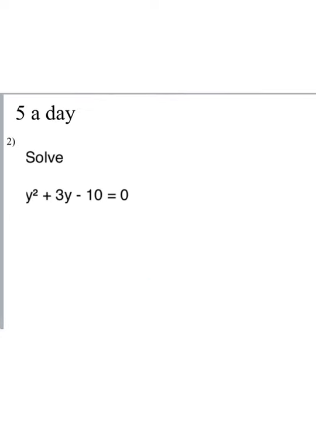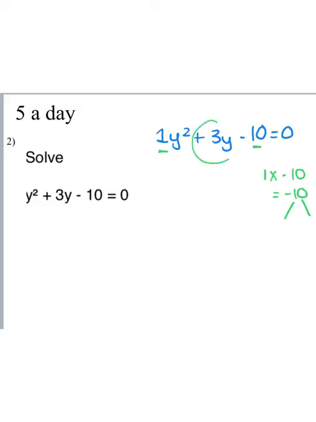Question 2. Solve y squared plus 3y minus 10 equals 0. So how I would do this is I'll write this down again: 1y squared plus 3y minus 10 equals 0. I'll then times this number by this number, so 1 times minus 10, which gives us minus 10. And then I'll choose any two multiples that make plus 3. There is minus 10 times 1, which doesn't make 3. There's plus 5 times minus 2, and that will make plus 3. So we could use these two values.